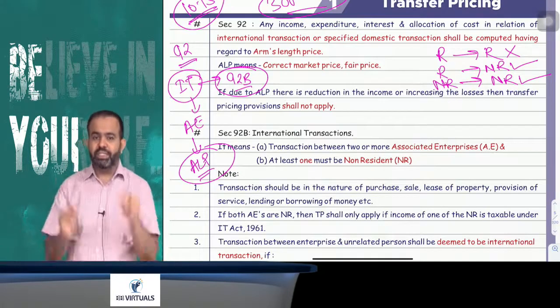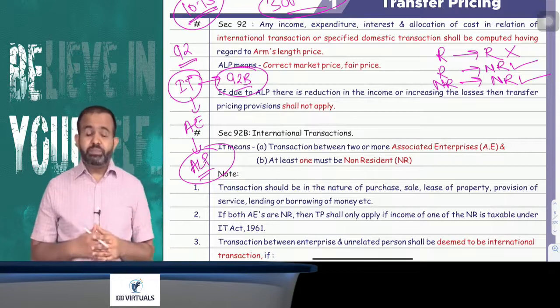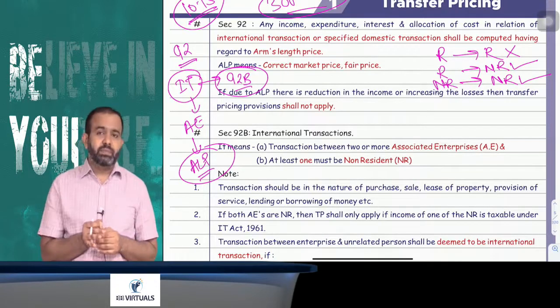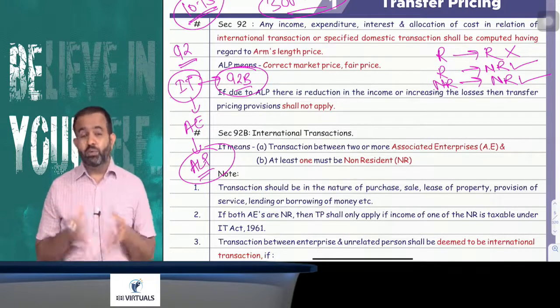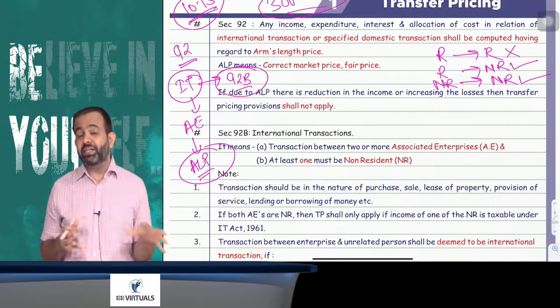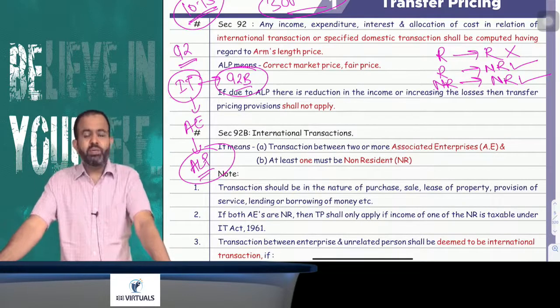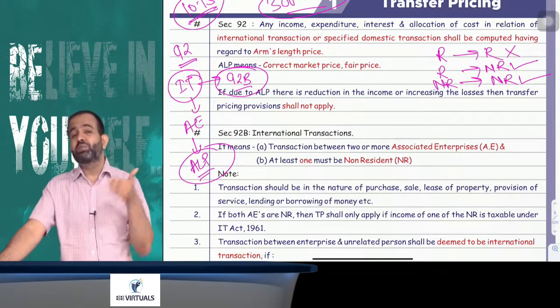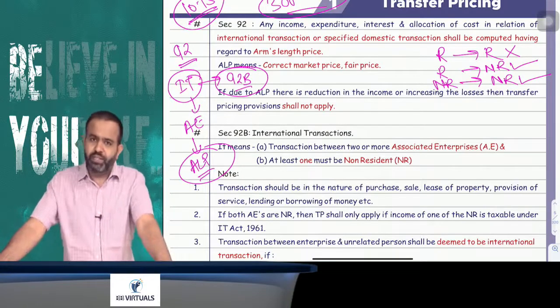You got my point or not? Yes. So what I am saying is that the first part is transfer pricing. When is transfer pricing applicable? Transfer pricing is applicable if there is an international transaction between associate enterprises, then you have to calculate that transaction with regard to the arm's length price. Now the question is, what is the meaning of international transaction? We already discussed that international transaction means a transaction between two or more associate enterprises, and at least one should be non-resident. That is called your international transaction.